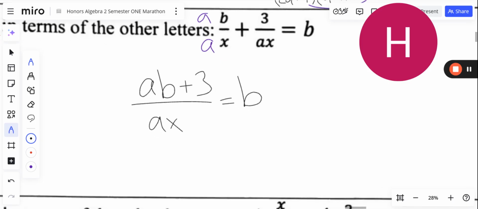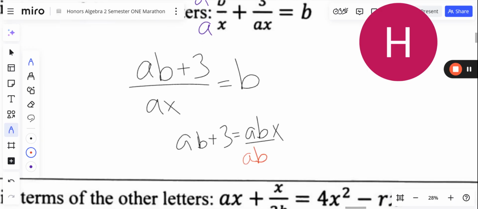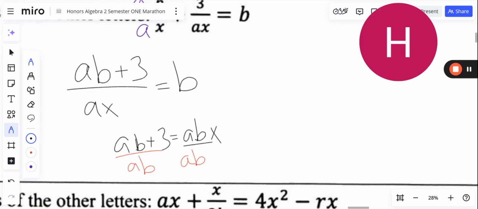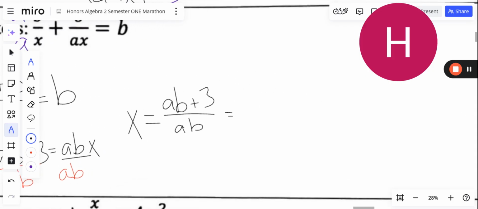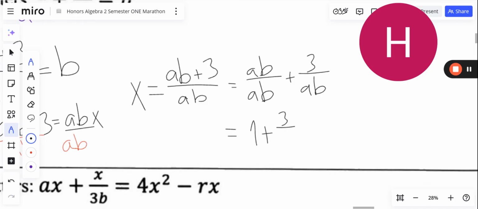There's several things we can do here. What would I do? I would probably multiply ax on both sides to get ab plus 3 equals abx, and then you can divide both sides now by ab. See what we did there is we brought the ax over, but we're just going to send the ab back because all we want is x. So x equals a times b plus 3, all of that over ab, and therefore if you like, you can simplify this by breaking up the numerator of the fraction. So we can just call this 1 plus 3 over ab.